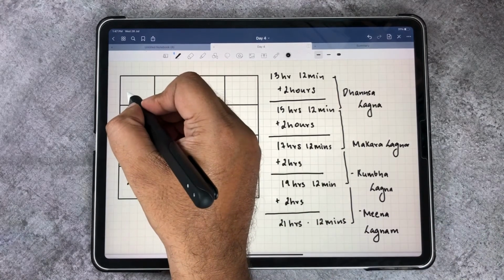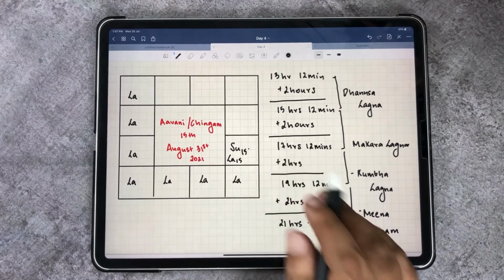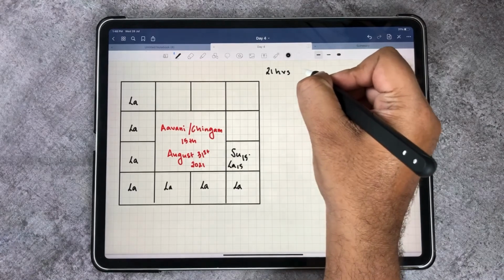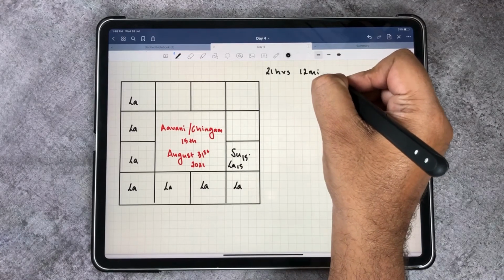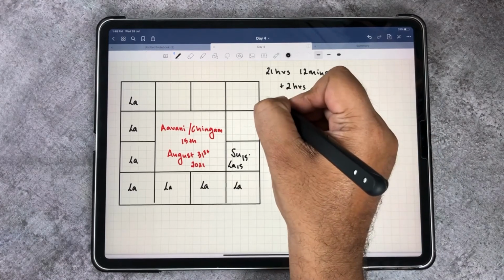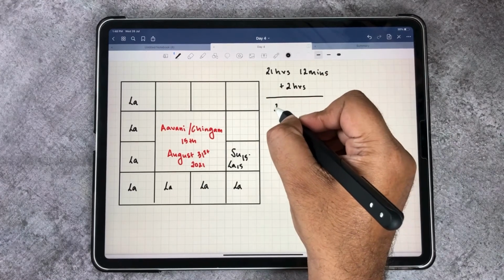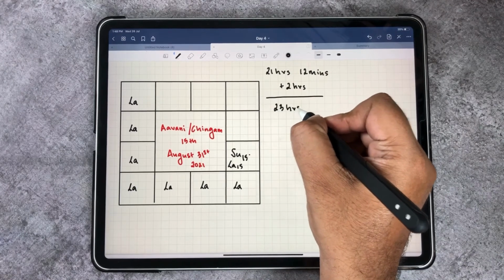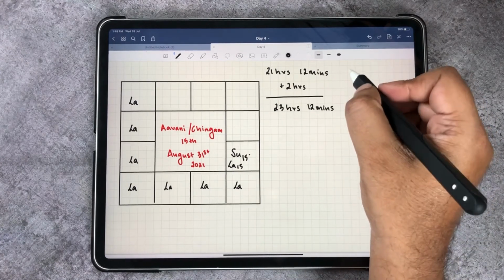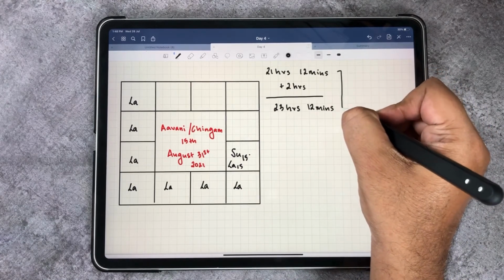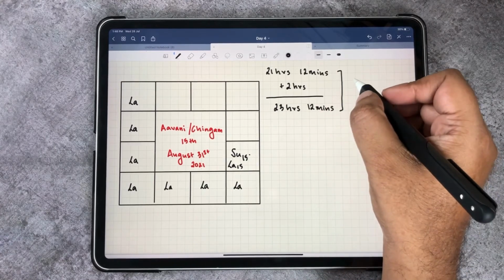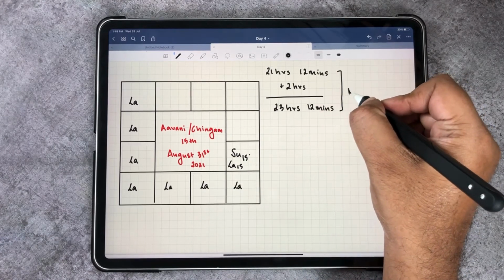Which will be here. Again 21 hours, 12 minutes. Add 2 hours. You will get 23 hours and 12 minutes. So from 9:12 p.m. to 11:12 p.m. in the night, you will have what? You will have the Mesha Lagnam.